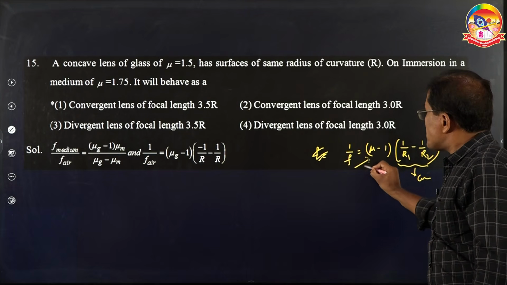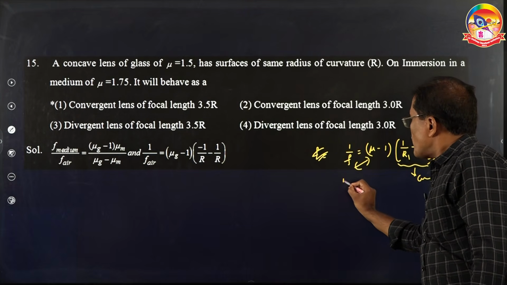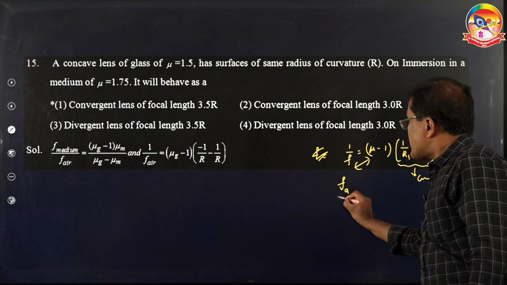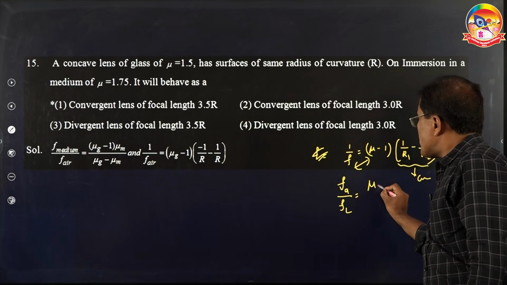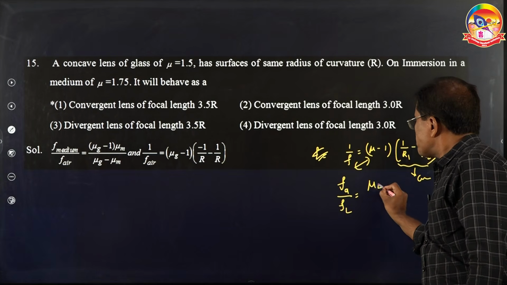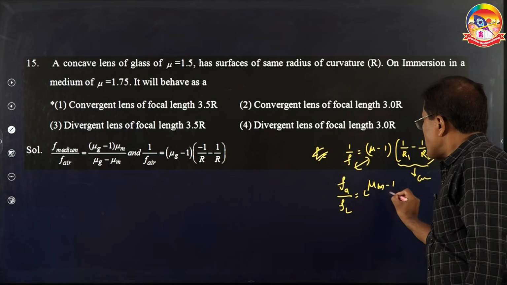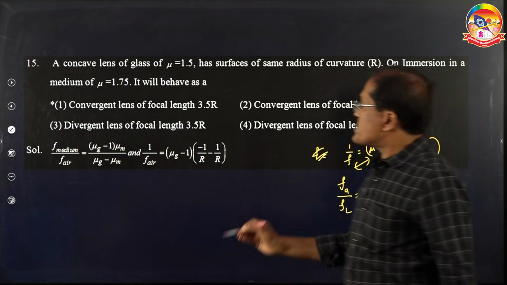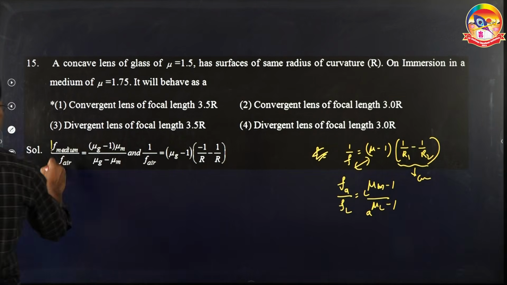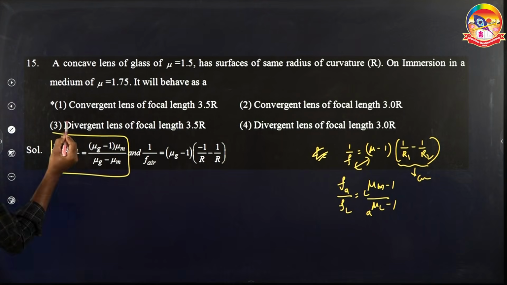So, only the focal length changes. The focal length of the lens in air by the focal length of the lens in liquid is equal to the refractive index of the material of the lens with respect to the liquid minus 1, divided by the refractive index of the material of the lens with respect to air minus 1. You can substitute directly and find out, and see how the image will be formed.